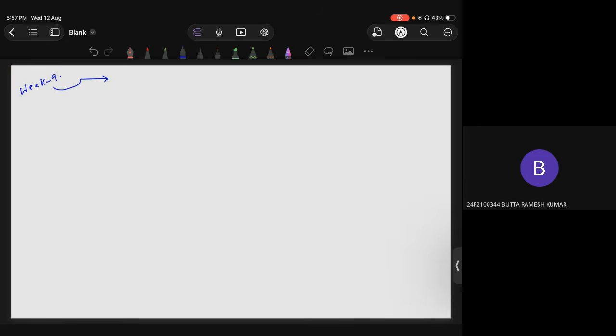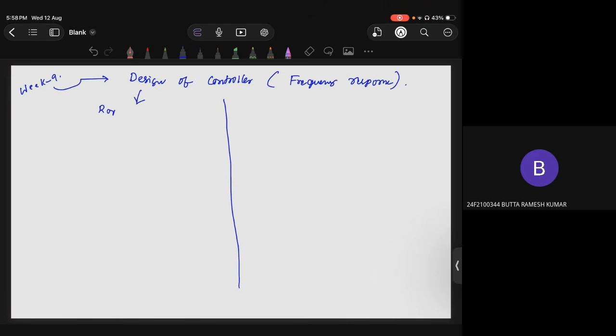So basically, week 9 is about the design of controllers or compensators based on frequency response. If you see the previous live or last week's lives, that design is based on the root locus. This one is based on the Bode plot.